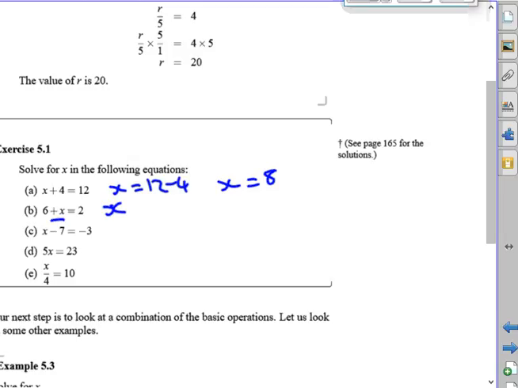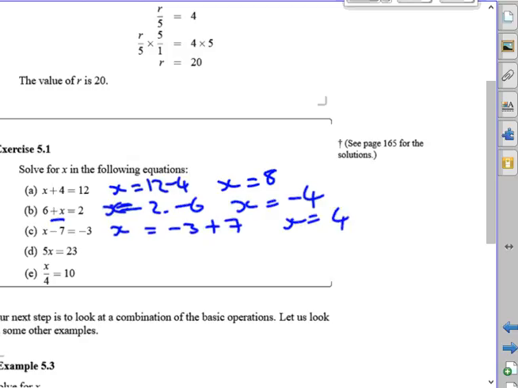So because that 6 is positive, when I bring it over to the other side, it becomes a minus. Equals, I forgot to put the equal sign in, you see, equals 2 minus 6, and 2 minus 6 is minus 4. And if I check, if I replace the x with a negative 4, 6 minus 4 is 2. Okay, with number 3, x equals minus 3, and it becomes plus 7, and minus 3 plus 7 is 4. 4 minus 7 is negative 3.